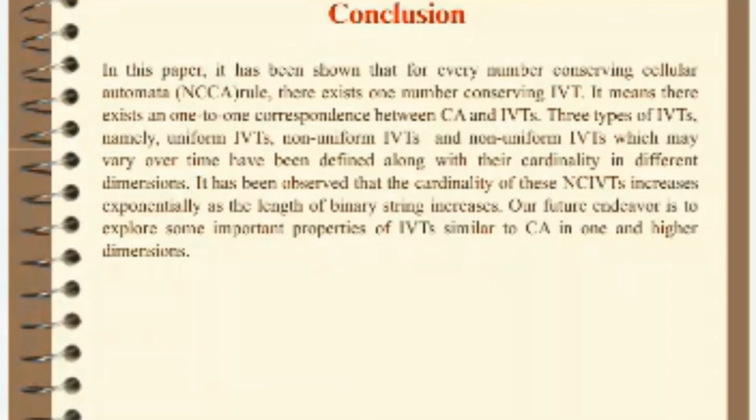Three types of IVT we have discussed. One is uniform IVT, another is non-uniform IVT, and another is non-uniform IVTs varying over time, and also their cardinalities are given in this slide. So it is observed that the cardinality of number conserving integral value transformations increases exponentially as the length of the binary string increases. So we will explore this idea in one and two other dimensions.